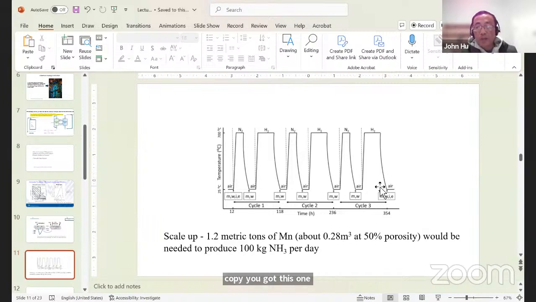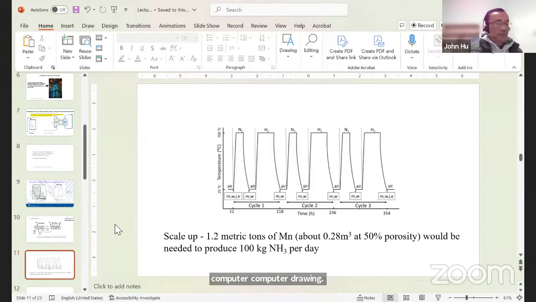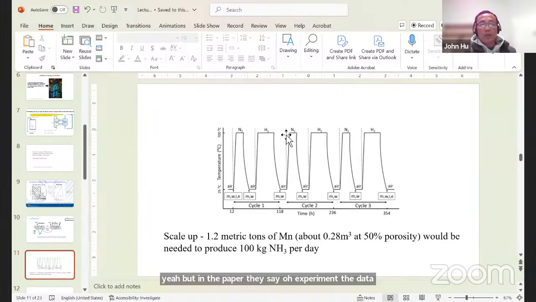But in the paper, they say they did 3 cycles, and I doubt it because it looks simply like a computer drawing. You guys agree with me? It's so high; experimentally, you can't repeat this much. You have to have some scatter. But in the paper they say it's experimental data, cycle 1, cycle 2, cycle 3. I don't think this is experimental data. This is just conceptual data.